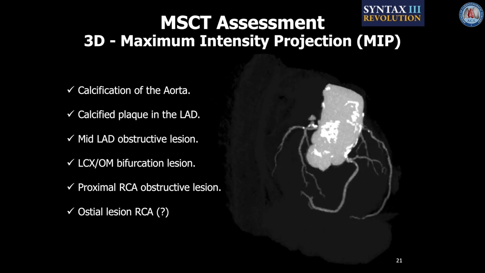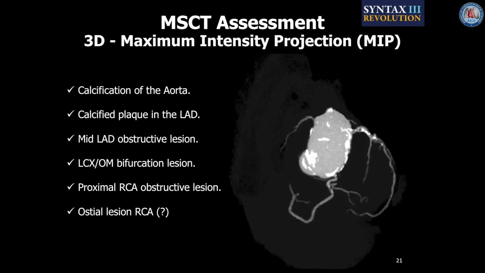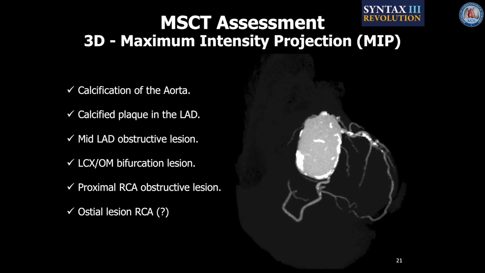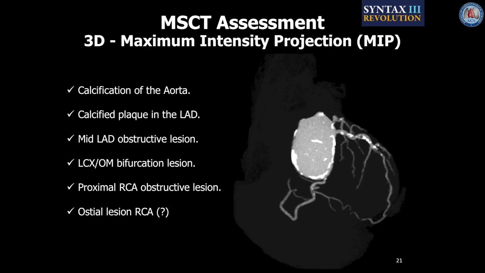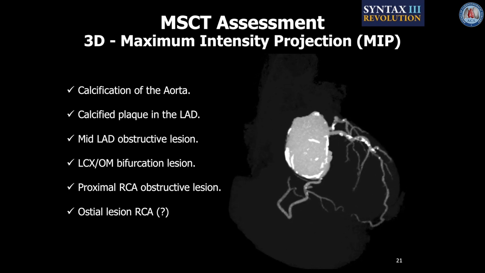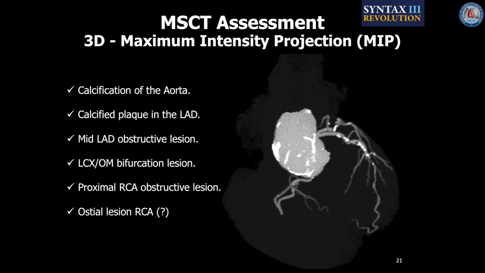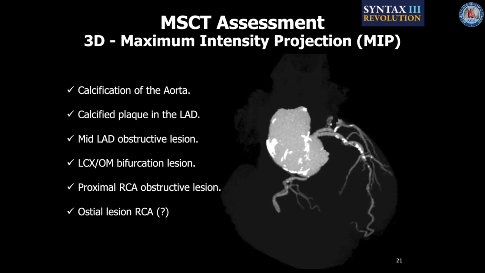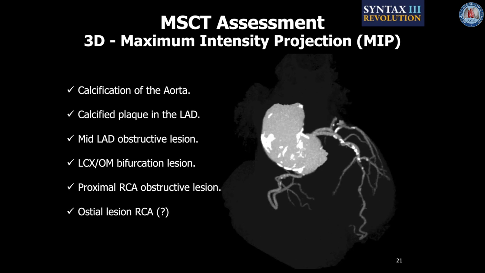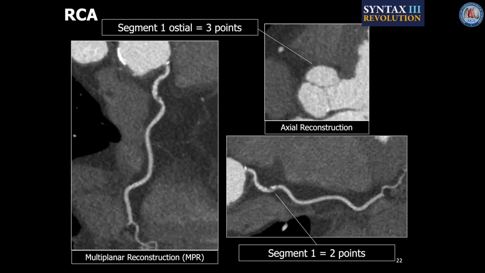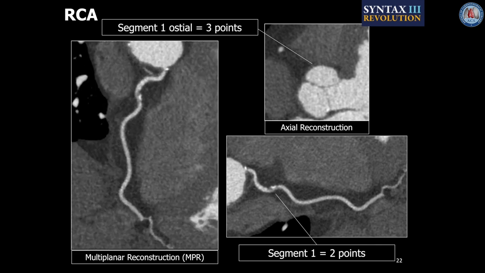nodule of calcium. We will see that better here, a nodule of calcium at the ostium of the right coronary artery. If you look at the calcification of the aorta, you have to be prudent with any manipulation of the aorta by the surgeon. This is how we present the data to the surgeon.